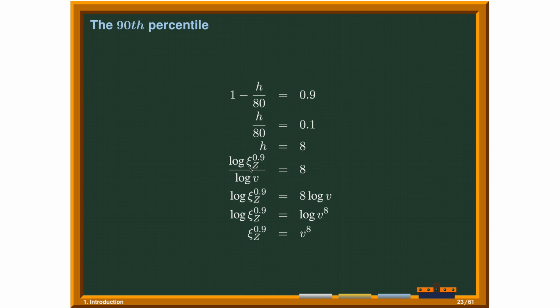But h is log of the 90th percentile over log of v. So we replace h by that. We cross multiply, we get this equation. Using properties of log, the right side reduces to log of v to the 8. And then we take the antilog of both sides. So the 90th percentile is actually v to the 8. Okay?